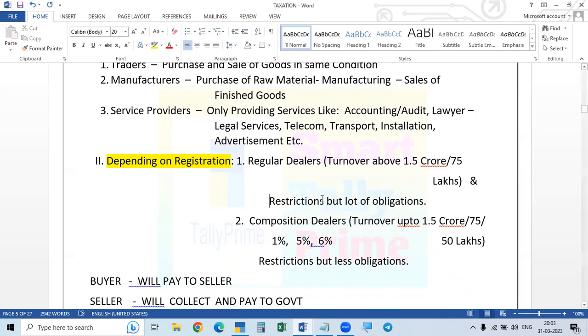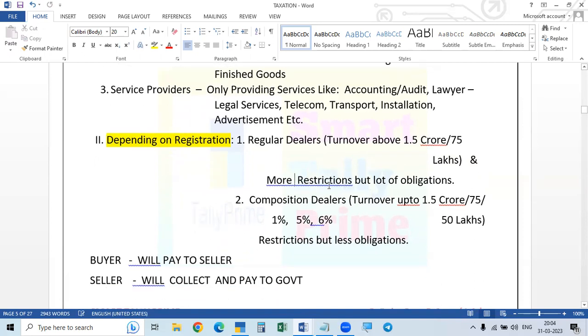They are called regular dealers. That is, there are regular dealers, composition scheme and regular scheme. The persons registered on the regular scheme are called regular dealers. That means turnover is more than 1.5 crore, or more than 75 lakhs, or more than 50 lakhs for service providers, and restaurants also serving liquor, they come under regular dealers.